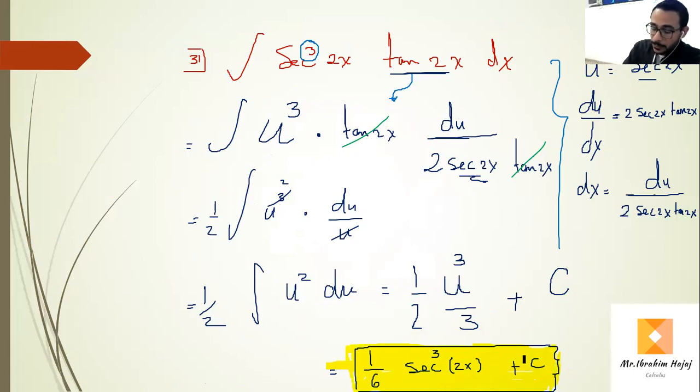The answer, Omar, is 1 over 6 sec cubed 2x plus c. 1 over 6 sec cubed 2x plus c.